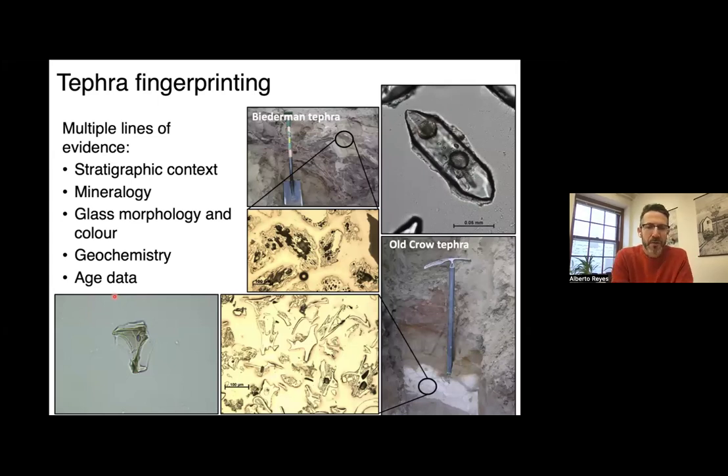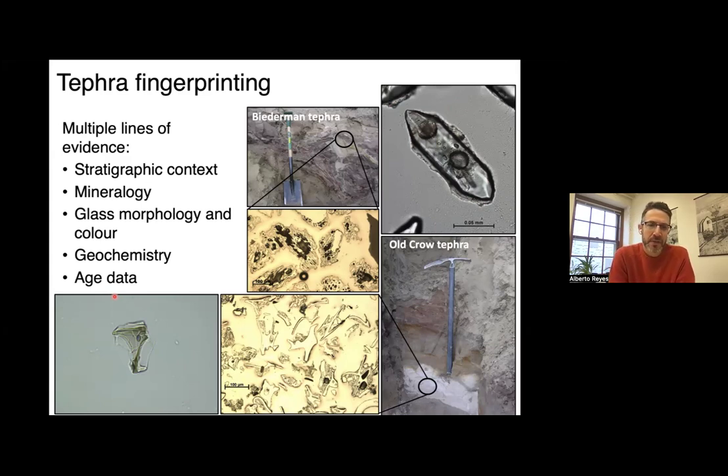In terms of how we work with these tephra, we use multiple lines of evidence. The geochemistry is sort of the prime way that we fingerprint and identify and correlate tephra. But something that has really come out of the work on Old Crow tephra that I'll discuss here is the importance of the sort of ancillary data that we get from being geologists, right? So the stratigraphic context of the tephra, the mineralogy, glass morphology, and chronology, and I'll add to that paleo-environmental context. These are all really important pieces of the puzzle in both fingerprinting tephra, but also correlating them across space.